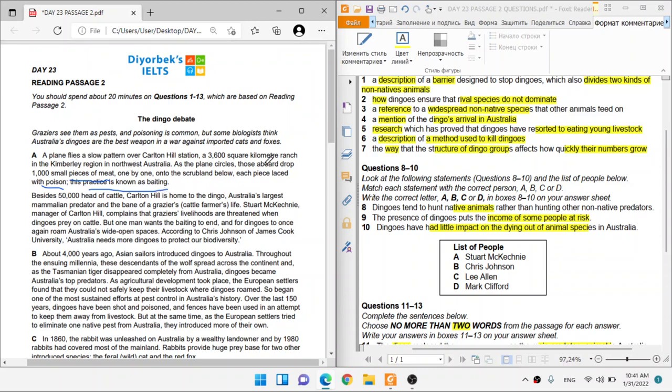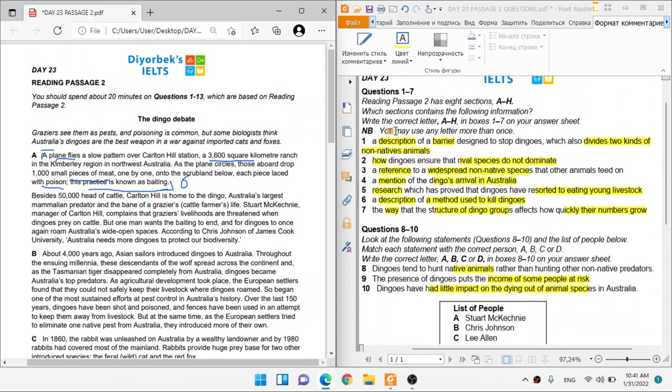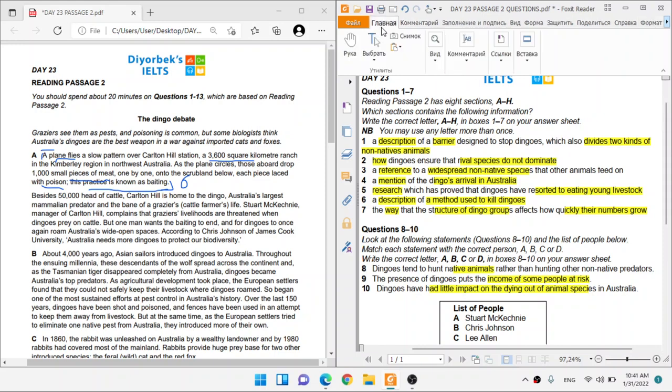Guys, this is definitely describing a method that's used to kill dingoes. So there's a description going on: a plane flies over the 3,600 square kilometer ranch, and what happens next, et cetera. So this is definitely question number 6. You will see the same is true for descriptive language, when there are adjectives and nouns, very specific words to describe something. So, all right, question number 6 is going to be A.